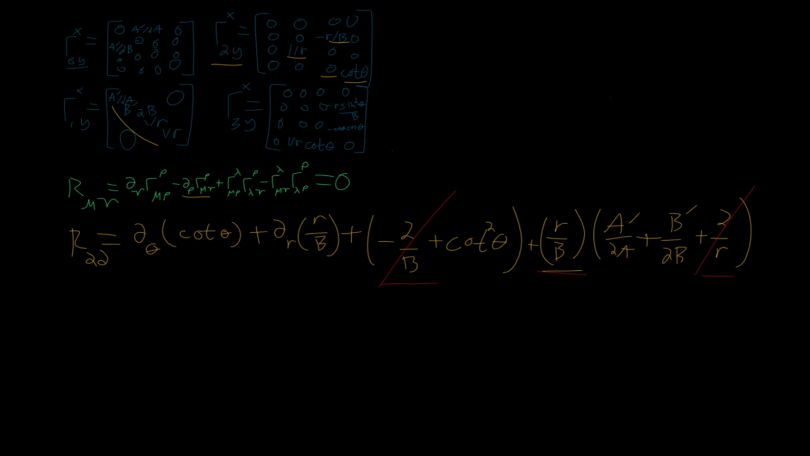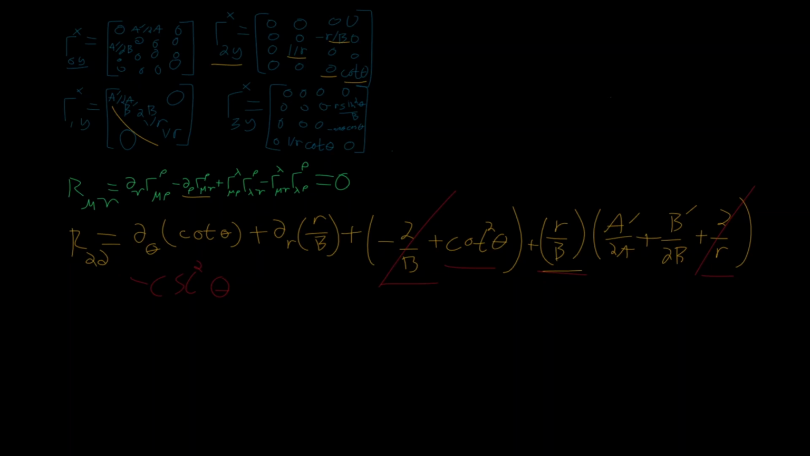And there's also one more thing you will notice. This derivative with respect to theta of cotangent, well, that right there is just going to be minus cosecant squared theta. And whenever we add cotangent squared to this, well, it is just a Pythagorean identity that right there is just 1.